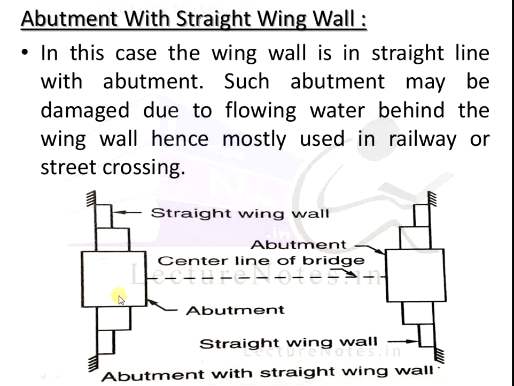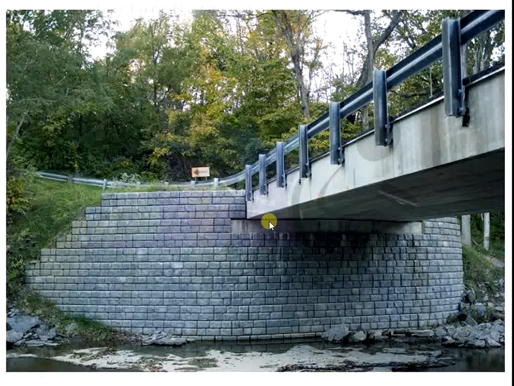and it is the abutment. This is the abutment at the center line of the bridge, and this is the straight wing wall on both sides. This is the actual picture. Here is the straight wing wall. This is the abutment with the center line.